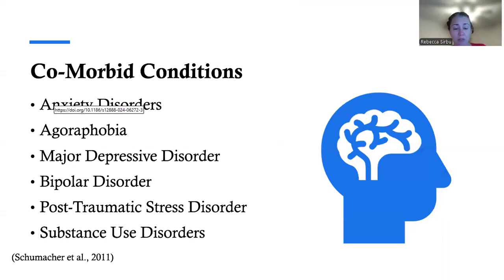So about 80% of individuals with panic disorder will have a comorbid mental health condition. Given that panic disorder is clustered under anxiety disorders, it should come as no surprise that there is significant comorbidity with other anxiety disorders, such as phobias, generalized anxiety disorder, and agoraphobia. In fact, approximately 64% of individuals that meet criteria for panic disorder also meet criteria for agoraphobia.